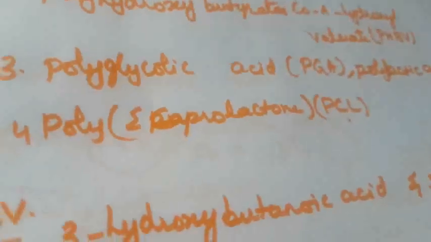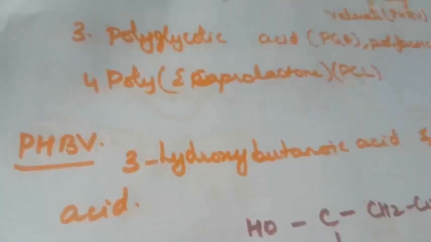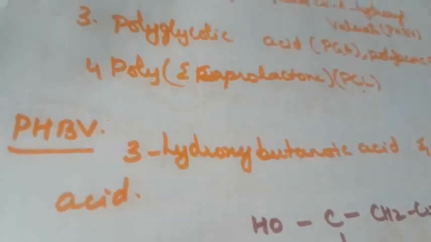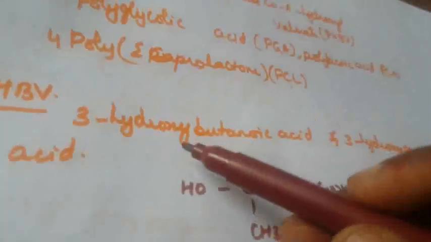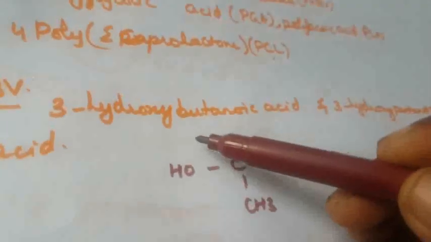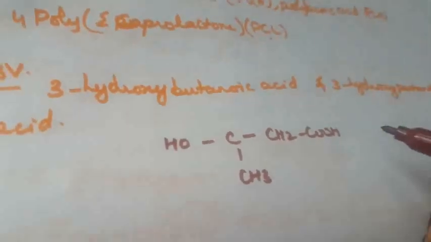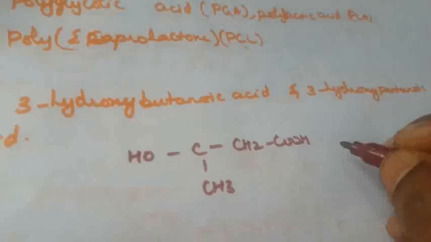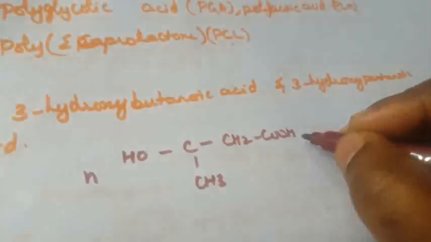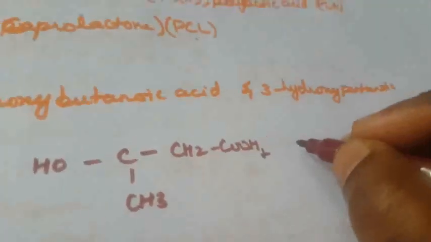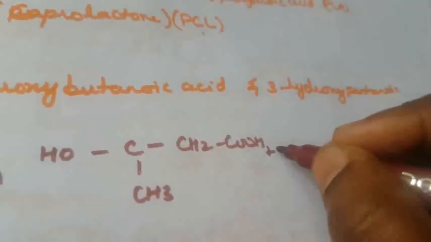Okay, so next we are going to see how to prepare polyhydroxybutyrate. So polyhydroxybutyrate and valerate. How will it be prepared? That is 3-hydroxybutanoic acid reacting with 3-hydroxypentanoic acid. So this compound again binds with this N. This is the N molecule. The N molecule is combined with another molecule of pentanoic acid, right?